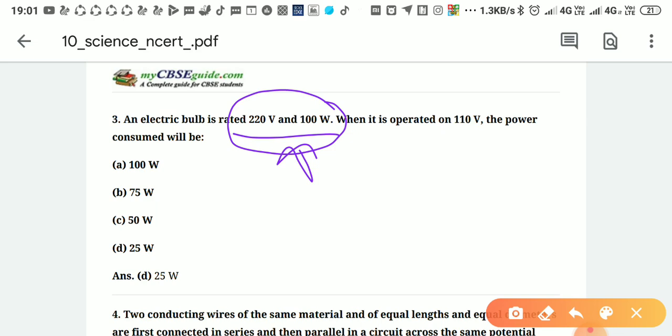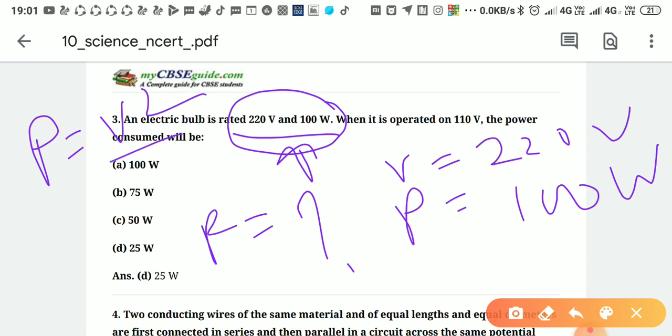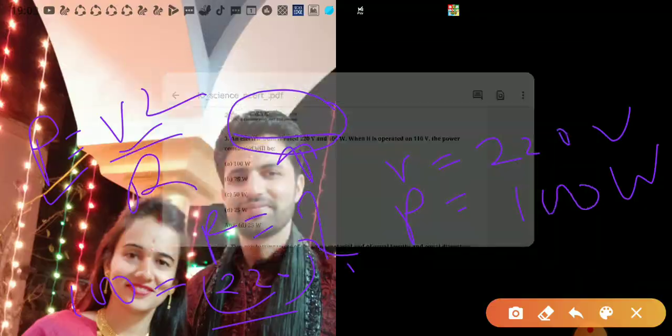We have a formula for that. We know V equal to 220, P equal to 100 watt. So we can find R by P equal to V square upon R. We can apply this formula directly, P equal to V square upon R. From here we have P, we have V square, put the value here, P 100, then V square, that is 220 square upon R.